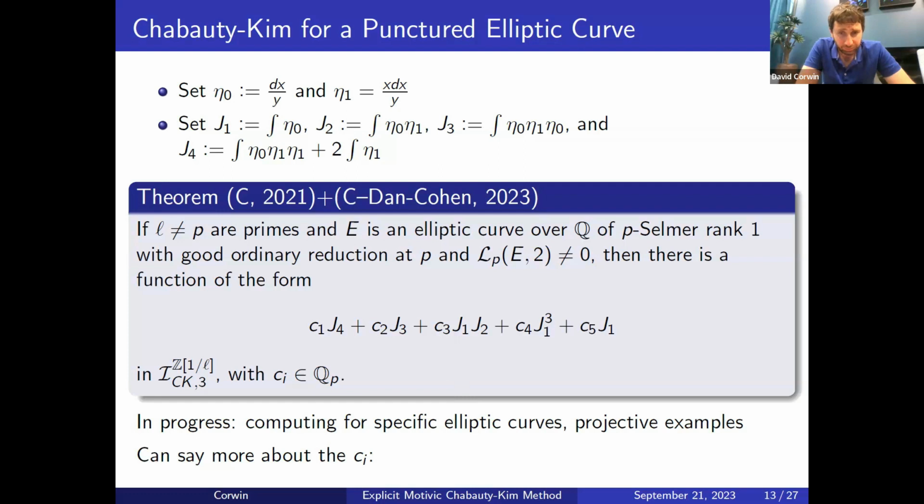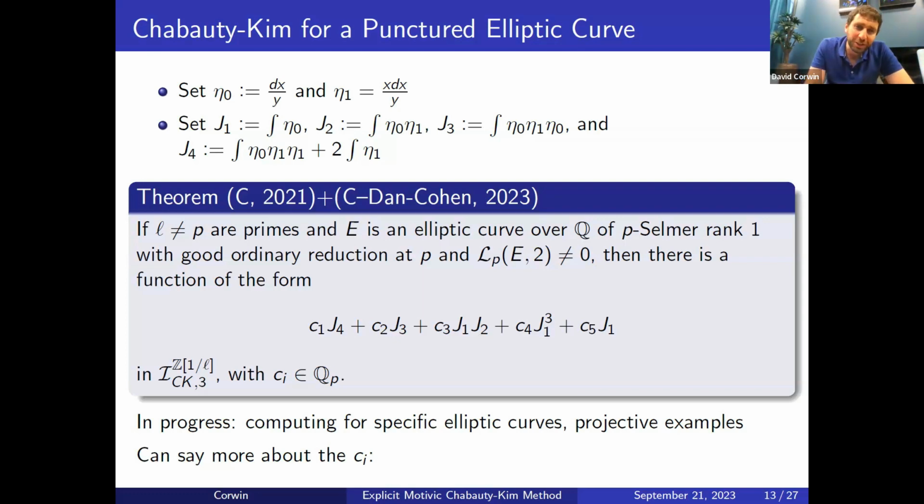Okay, and so this is kind of the thing that is in progress. The next step, maybe next year or something, is hopefully to really compute this explicitly for some specific elliptic curves. And when I write projective examples, what I mean is essentially extend this to higher genus curves. Now, the method gives you a little bit more information about the coefficients. It's not just some p-adic numbers, and I will actually say more about it a little later.